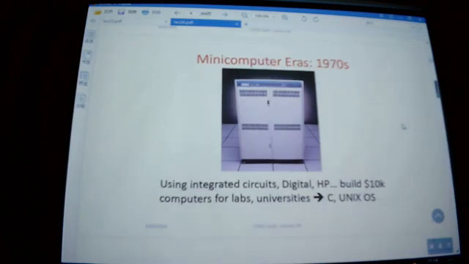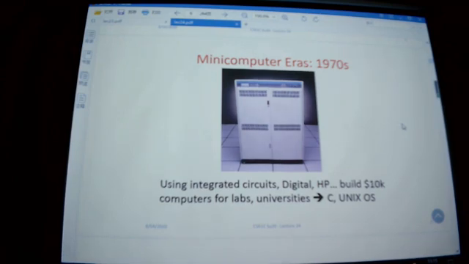Okay, this is the minicomputer era from the 1970s. From the 1970s, we can see the computer is different from the current one. Yeah, we can see it using integrated circuits. Digital and HP are weak, but HP is another company in America. HP in China we call Hui. Yeah, this is another company like IBM.